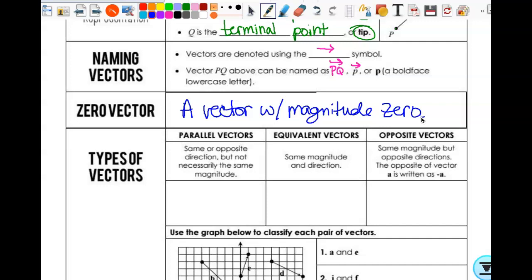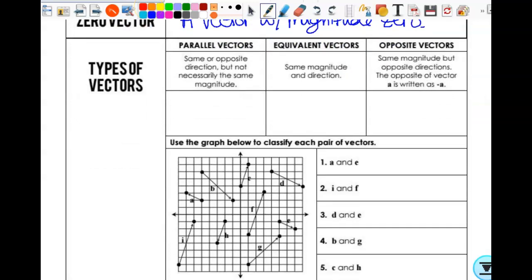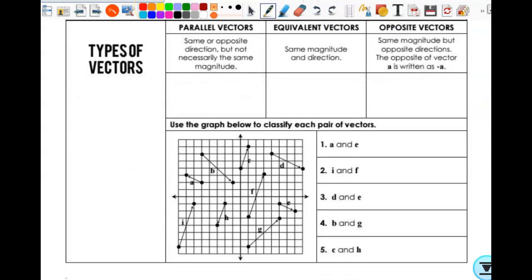All right, so there's three types of vectors. Well, there's three types of vector pairs. Not really three types of vectors, but three types of vector pairs. And this first one, we could have parallel vectors. They look a lot like parallel lines. They could have the same or opposite direction, but not necessarily the same magnitude. They could have the same magnitude, but not necessarily.